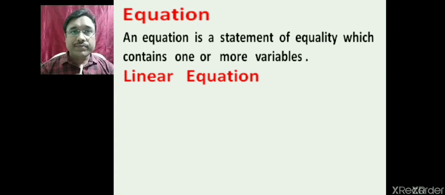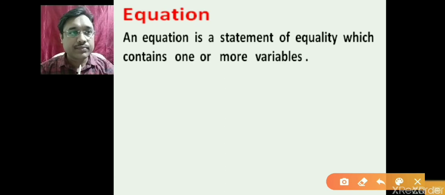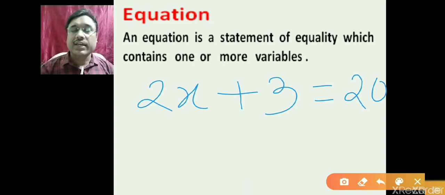Now we have to see linear equation. First of all, before seeing this, in an equation you can see like this. Suppose this is written: 2x plus 3 equals 20. This is a statement of equality where the equal sign is mentioned, showing that 2x plus 3 equals 20. This is an equation.